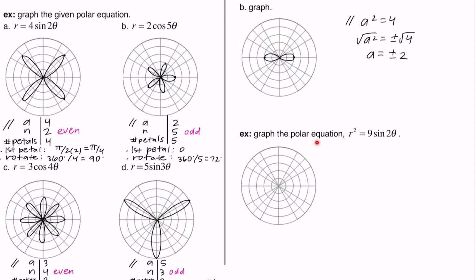This example says graph the polar equation r squared equals 9 sine of 2 theta. And so you have sine, the sine lemniscate always lies along the line pi over 4. Here is a squared, so we get a squared equals 9. So therefore, a equals plus or minus root 9, or plus or minus 3. So along the line pi over 4, we're going to go out 3 in both directions. And here's your lemniscate for the equation r squared equals 9 sine of 2 theta.